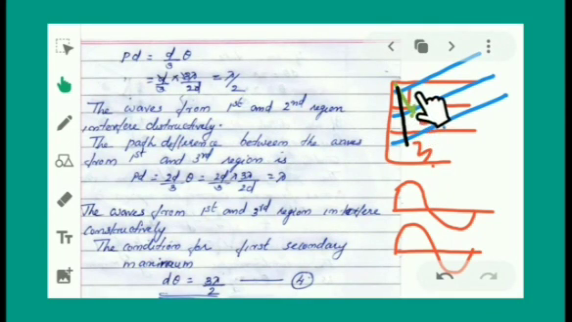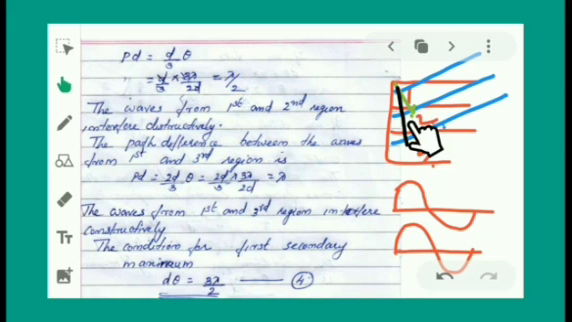The path difference between the waves from the first and second region is d/3 times theta, that is d/3 into 3 lambda/2d, which comes to lambda/2. So here the path difference is lambda/2, that means the phase difference is pi. So the waves from the first and second region interfere destructively.